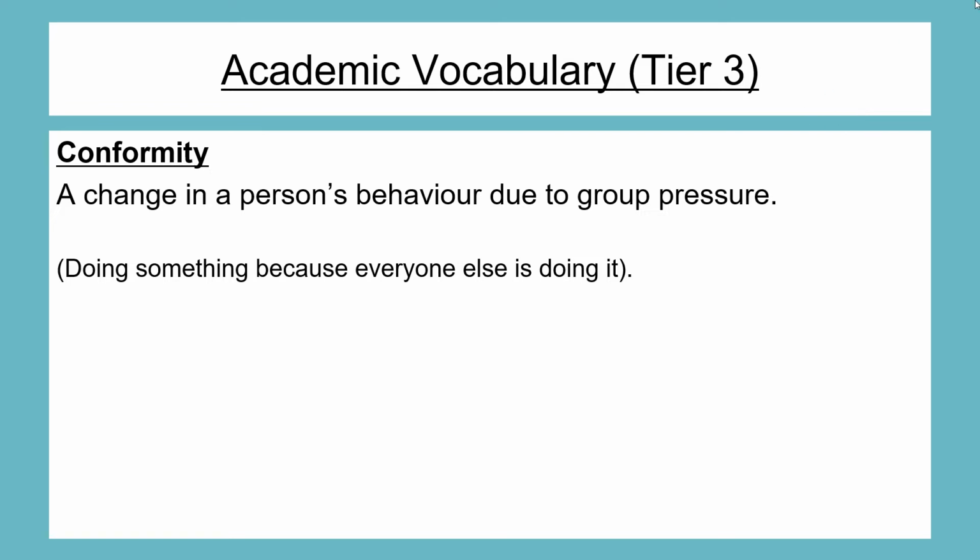The biggest example of conformity would be sort of smoking, because lots of people start smoking in the first place due to some form of group pressure. Often when they're teenagers, it's when the pressure is on to start something like smoking.